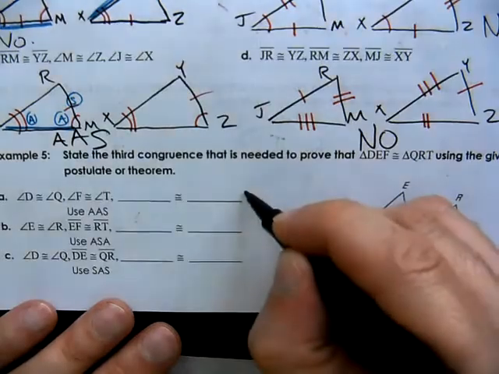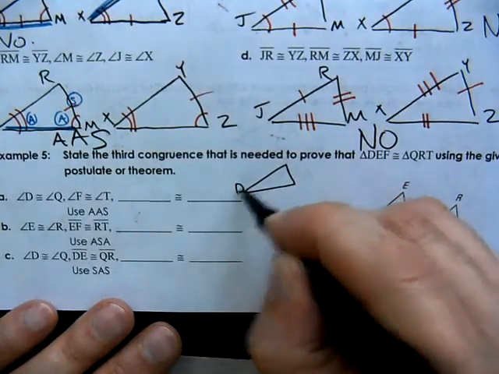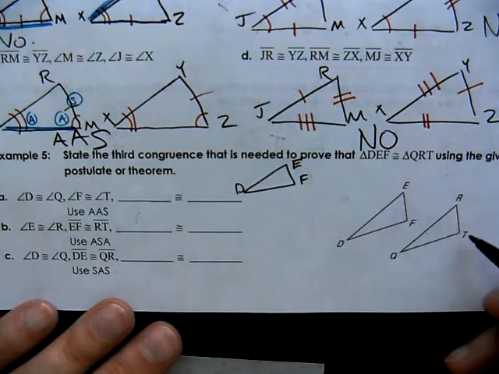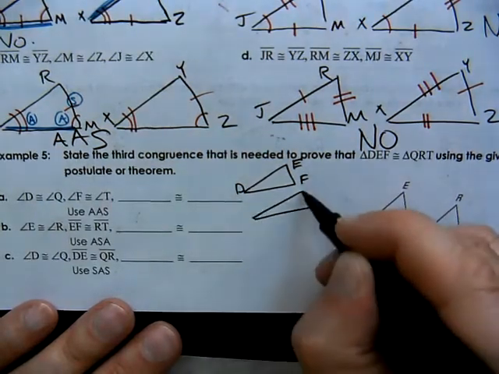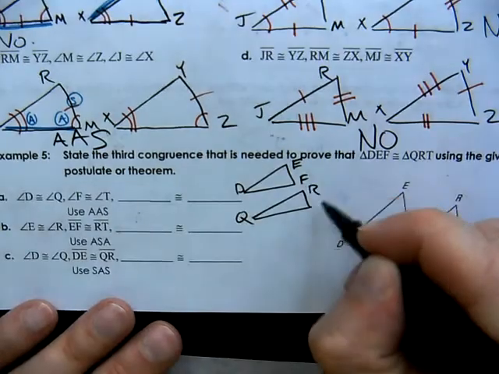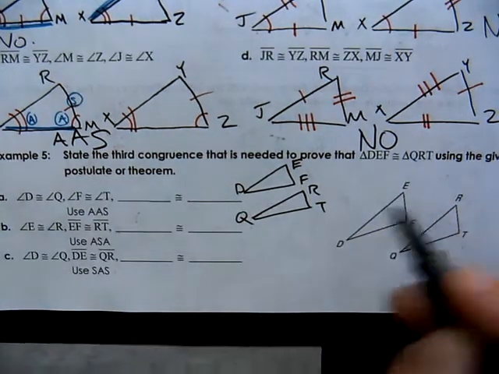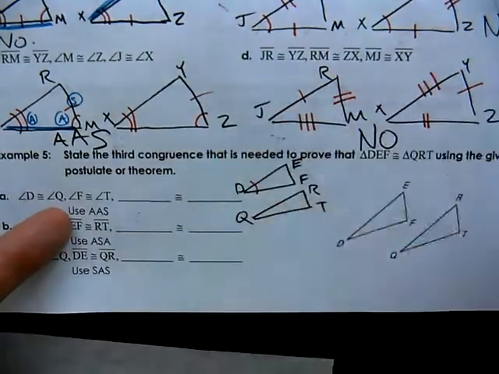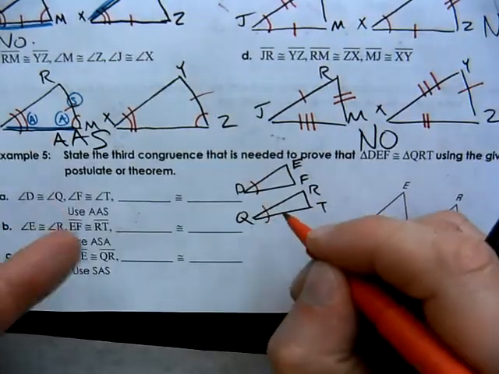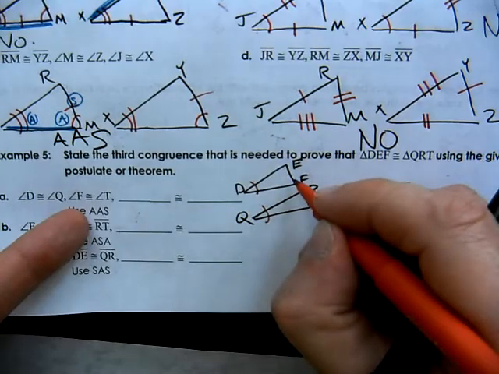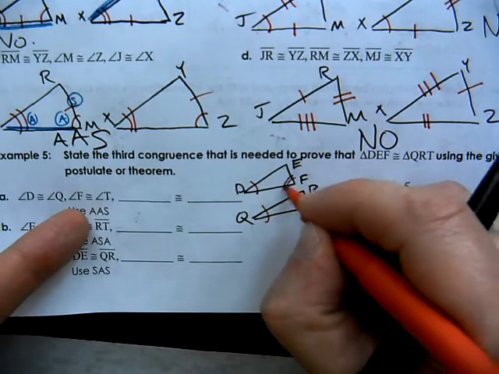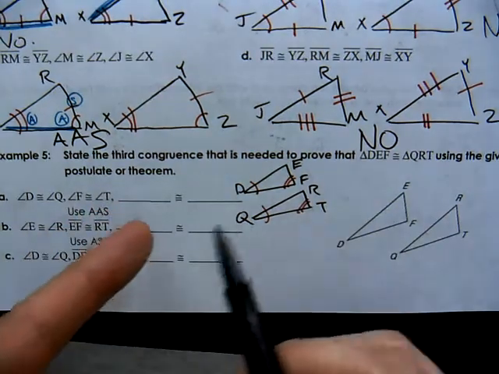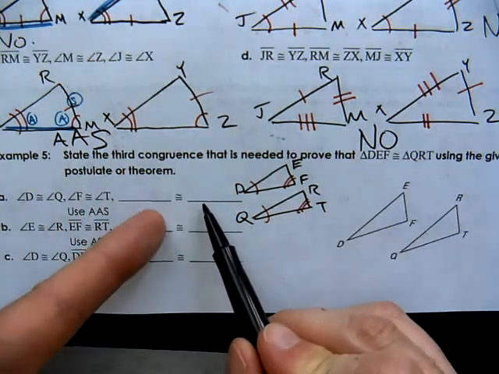So this is triangle DEF. So there's DEF. This is triangle QRT. And I'll just mark up this one instead of the original. All right, so what we know is that D is congruent with Q, and F with T. So we always have to have 3 congruent parts to show the triangles are congruent.